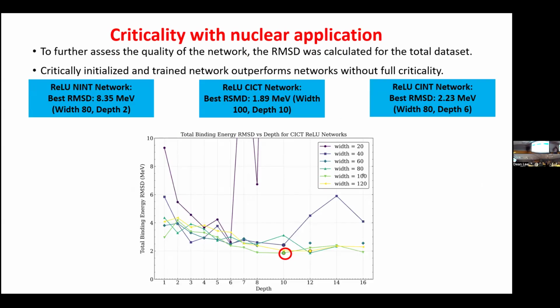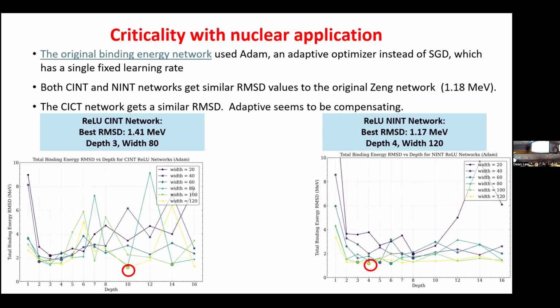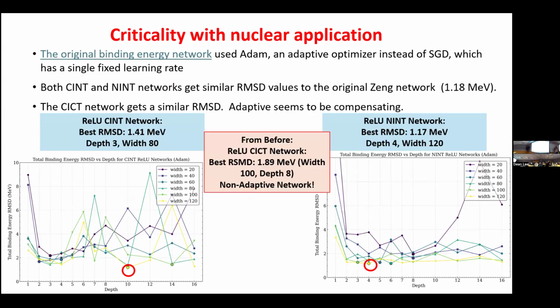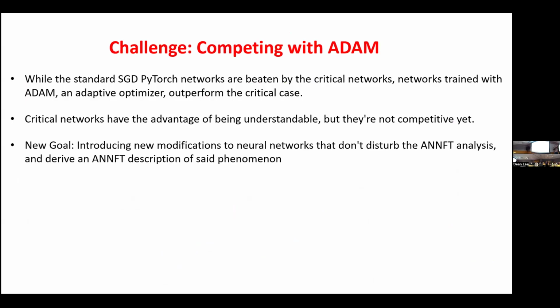It's another error metric. We computed the root mean square deviation for the binding energy again. And once again, we see that the fully critical network gets the best value at 1.89 MeV. So this is nice. But in practice, most people are using Adam optimizers, which are an adaptive gradient descent optimizer. And if we train an ensemble of networks with Adam, with both critical and non-critical initialization, it outperforms the fully critical network from before. So this is the current challenge: we have outperformed the stock SGD optimizers, but Adam is still winning. And we have the advantage with critical networks that we can do field theory on them and understand what's going on, but we're still being outperformed by the state of the art.